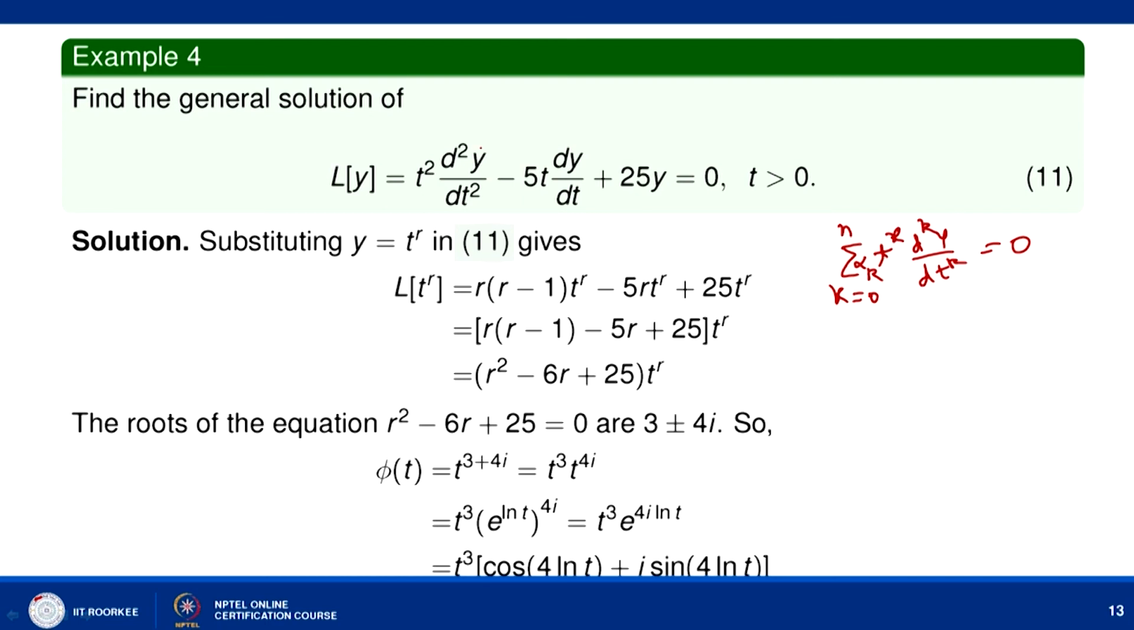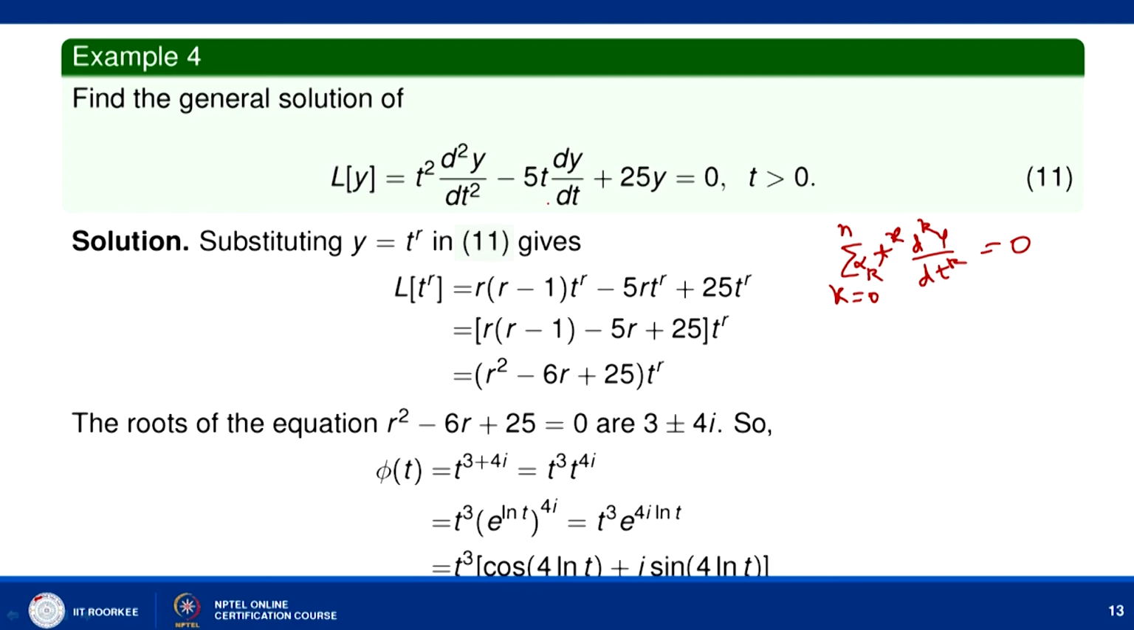So, here we have d2y by dt square multiplied by t square. Here we have dy by dt multiplied by t into some constant, and here we do not have any derivative, so t to power 0 is there. So, we can write that this is a simple Cauchy-Euler equation.